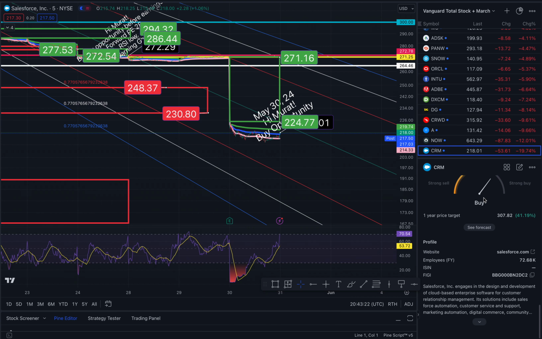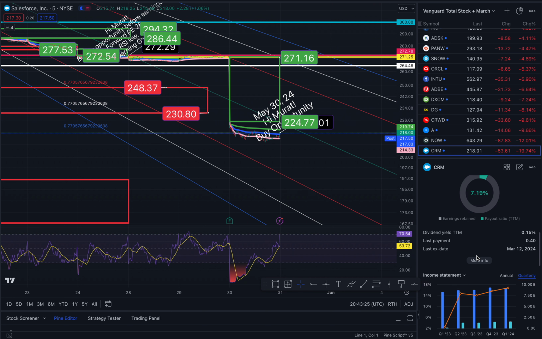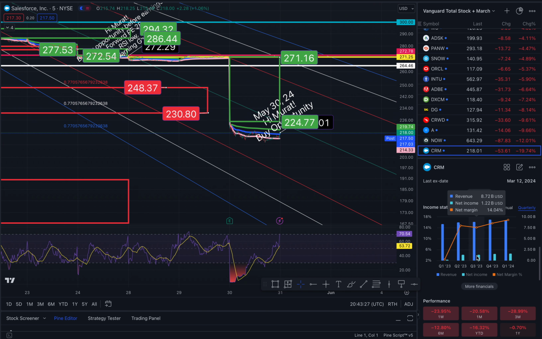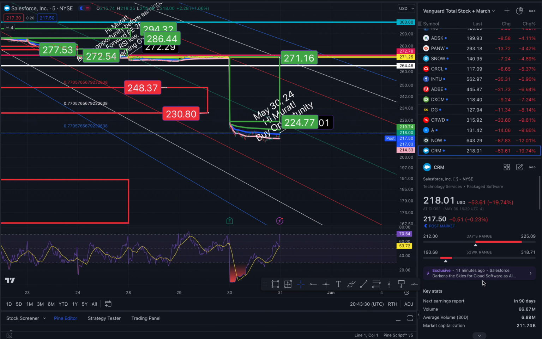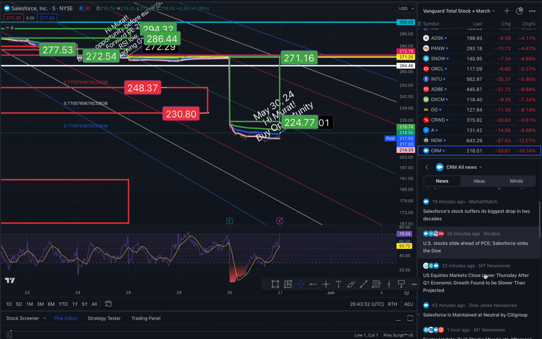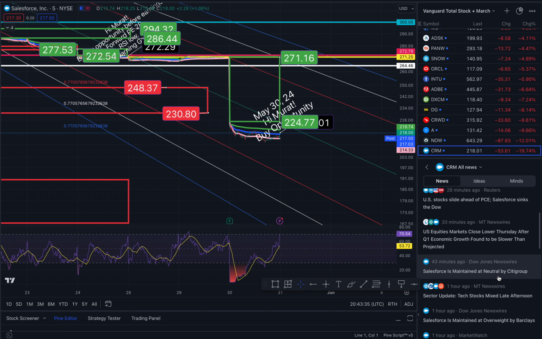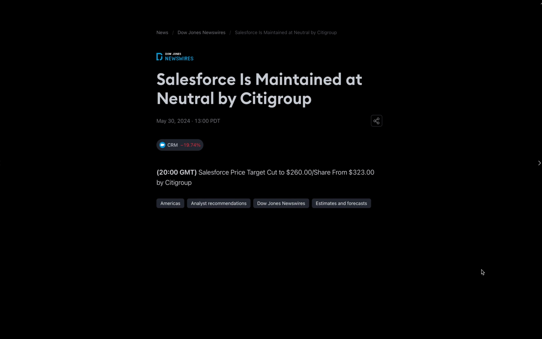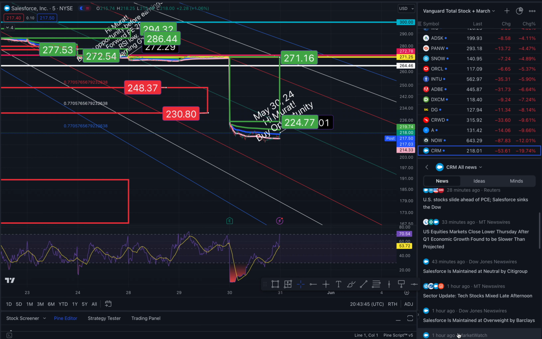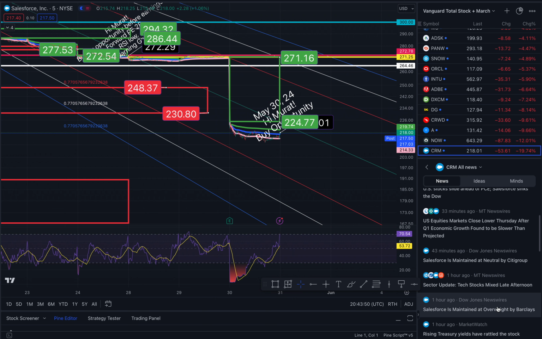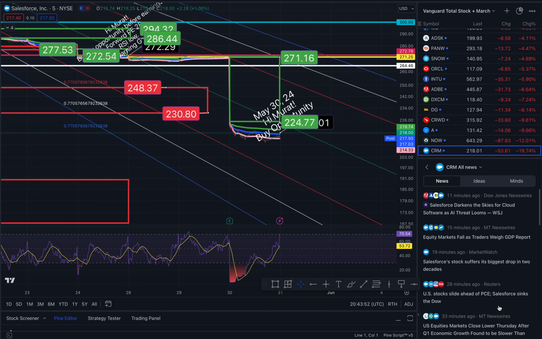Now, news-wise, what did I see earlier? Oh, here. Maintained at neutral by Citigroup. Price cut to 260 from 323. But if you play the long game, you typically will always win. Where else? I looked at something else. But anyway, check out the news for that.